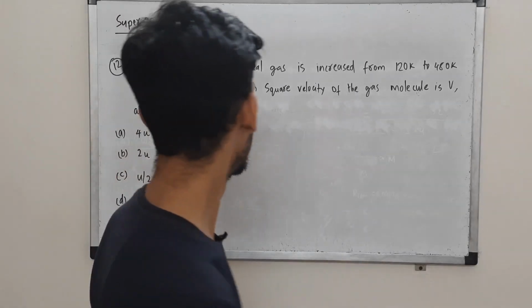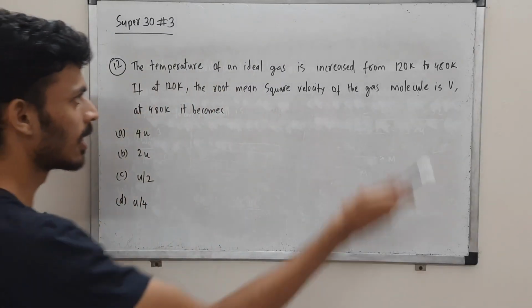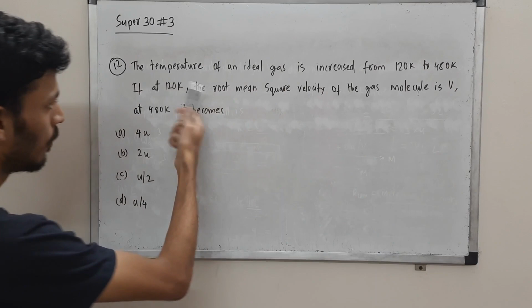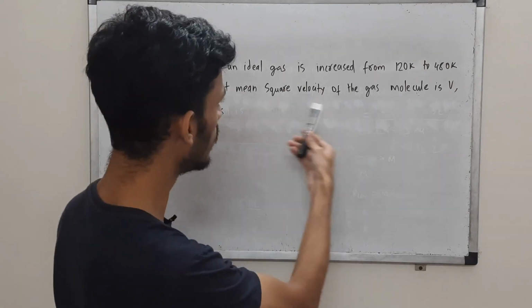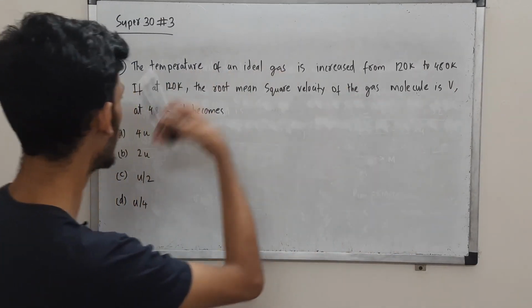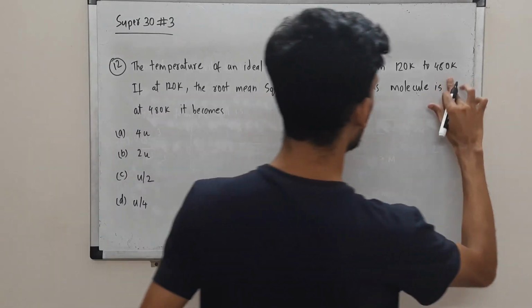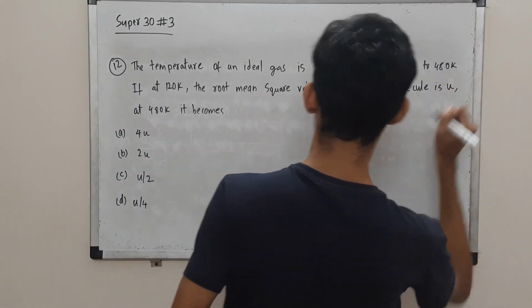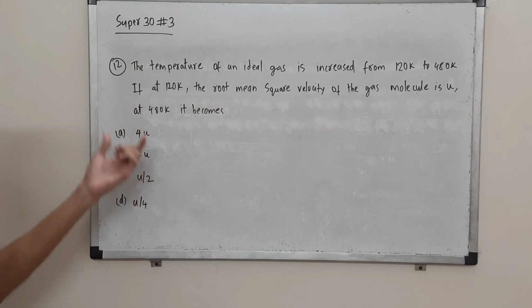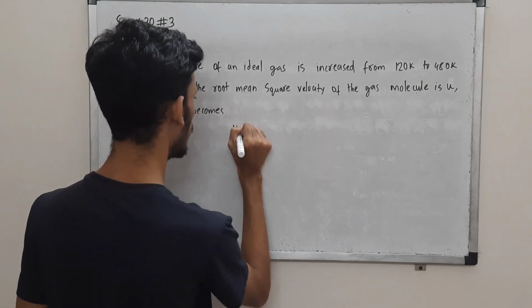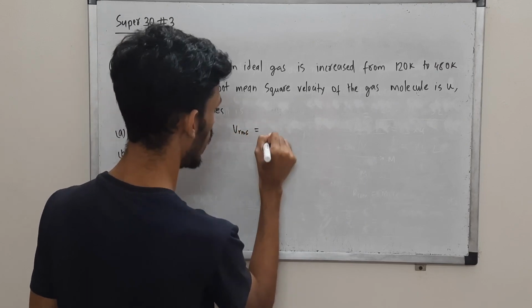So question 12 over here: the temperature of an ideal gas is increased from 120 to 480 Kelvin. If at 120 Kelvin the root mean square velocity of the gas is U, you are supposed to tell what the RMS speed will be at 480 Kelvin. It's very simple if you know the relation for RMS speed.